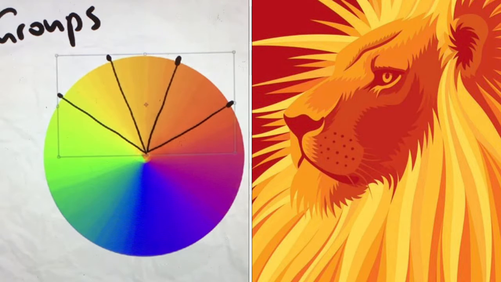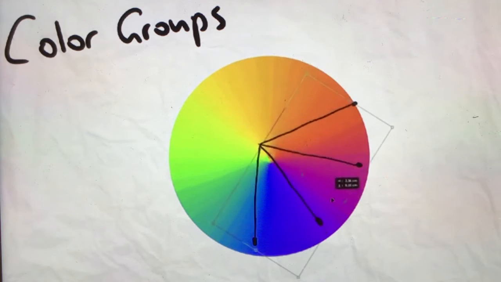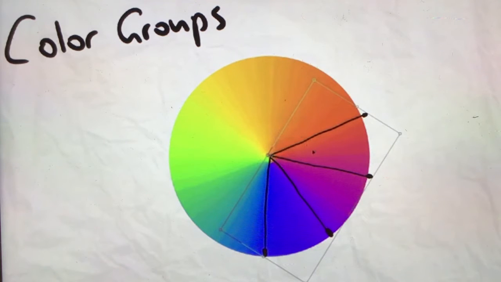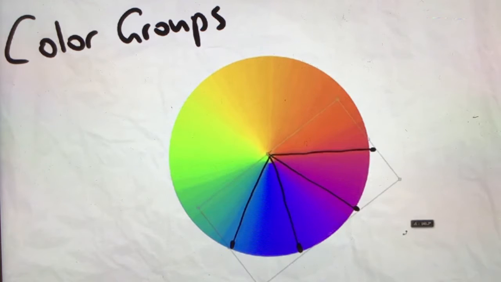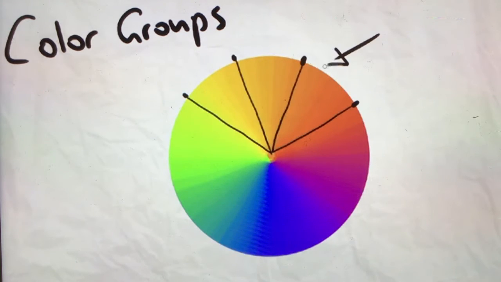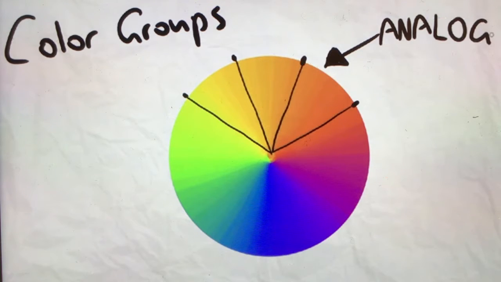And this can apply for any colors. So if I just rotate this over here and spin it around, it can work for any colors. So I could pick a green, a yellow and an orange. I could pick a blue, a purple and a red. They just need to sit next to each other in the color wheel.